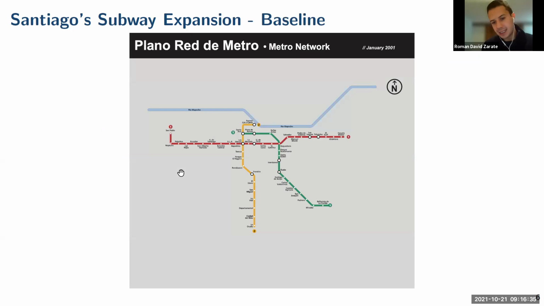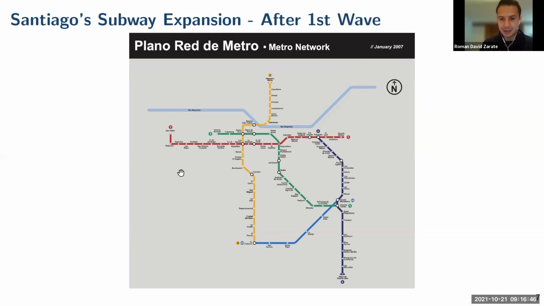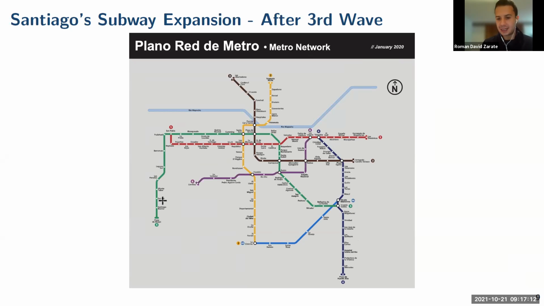Just to give you an idea of the expansion of the network of Santiago, this is the transportation network in January 2001. And you will see that in the map, there are going to be new lines and extensions of lines. We're going to analyze these different expansions in event studies. For example, this green line expanded to the east and to the west. There's this new purple line, this new blue line. The yellow line also expanded. And then there are also other expansions. For example, in January 2012, this other line expanded to the south. And you can go on.